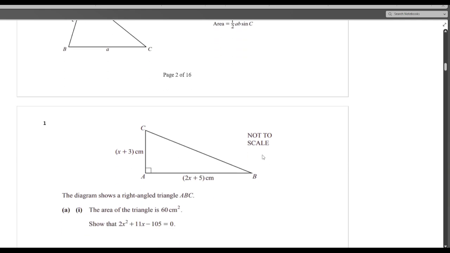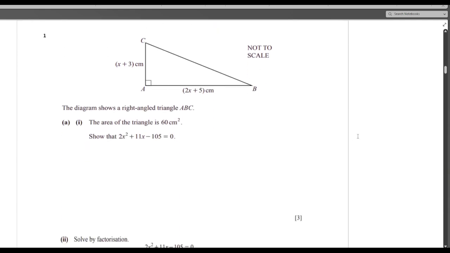Now see the first question. The diagram shows a right angle triangle ABC. The area of the triangle is 60 centimeter square. You have to show that 2x square plus 11x minus 105 is equals to 0. Okay, so the area of the triangle is given to you.